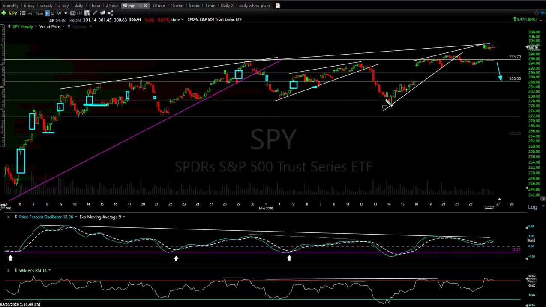Every other gap has been backfilled since. And so does that guarantee this one will have to be backfilled? No. But the odds are pretty strong there. So, again, trading's all about probability. And again, the market usually doesn't like to leave unfinished business.